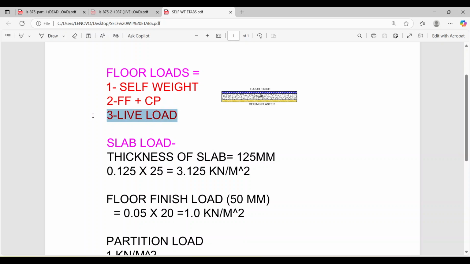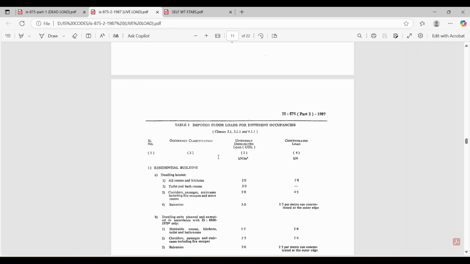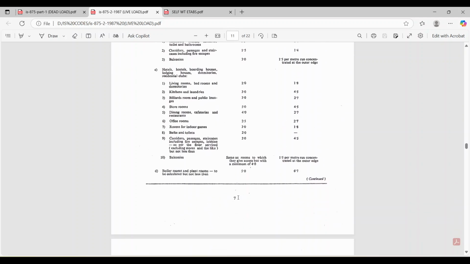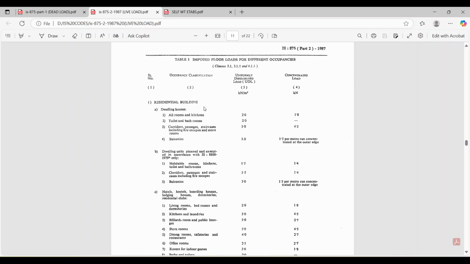So you understand now: self weight, floor finish, and ceiling plaster as well, and now we will check the live load. So I just open IS 875 part 2, that is for my live load. Here you see IS 875 part 2. You can download it from Google as well. I just open this code for my live loads, and you need to come to page number 7 of IS 875 part 2.